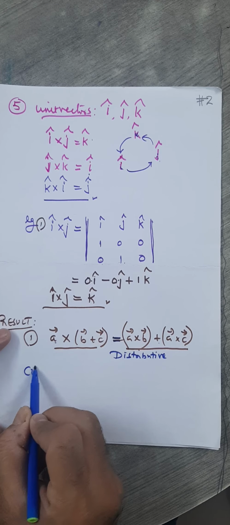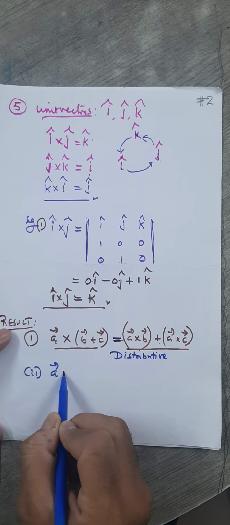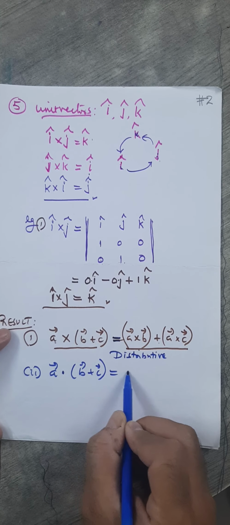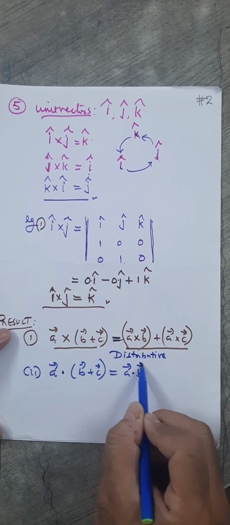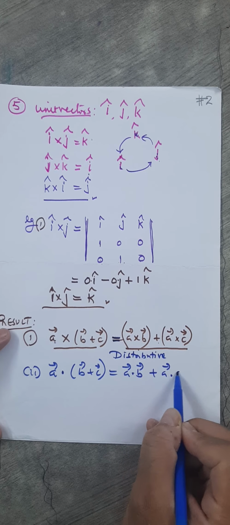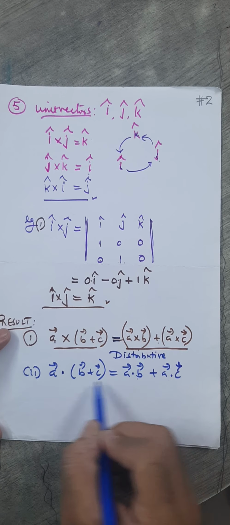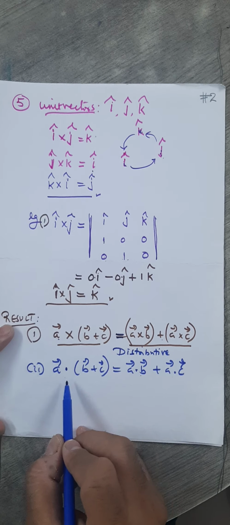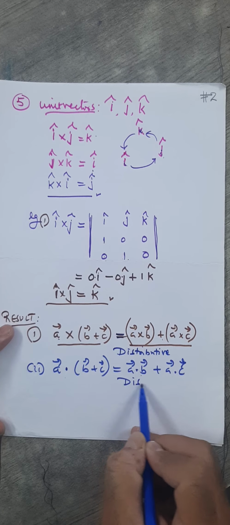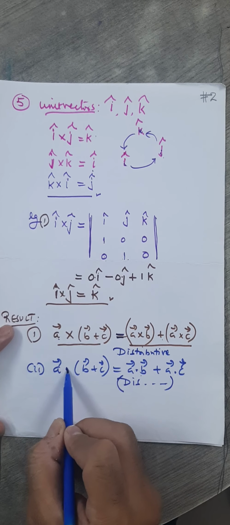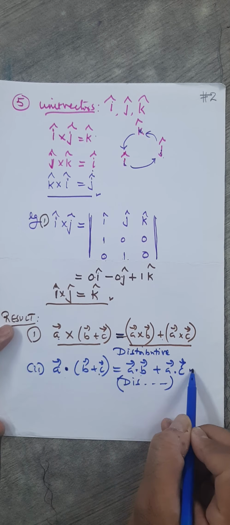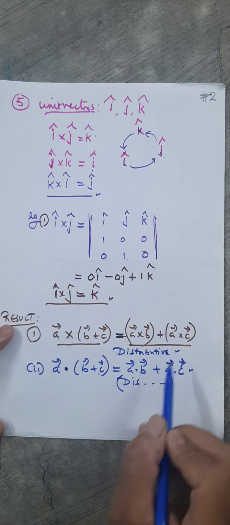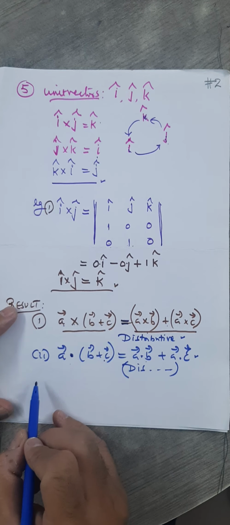Even the same property also holds true for dot product. If you have vector A dot B plus C, then again you can open the bracket. That is A dot B plus A dot C. This is a number, this is a number, this is also a number. Here this is a vector, this is a vector, this is a vector. This is also a distributive property, remember. So distributive property of dot product over addition always holds. Distributive property of cross product over addition always holds true. These are very standard distributive properties.